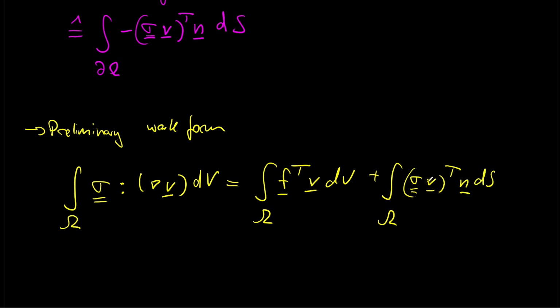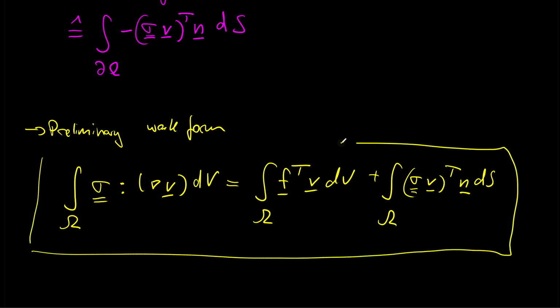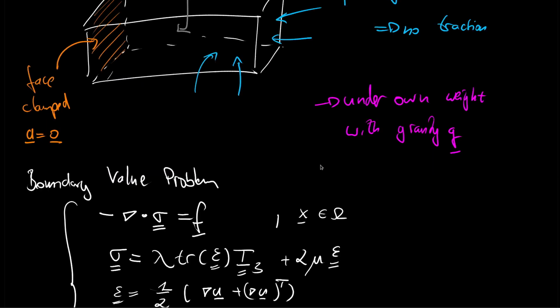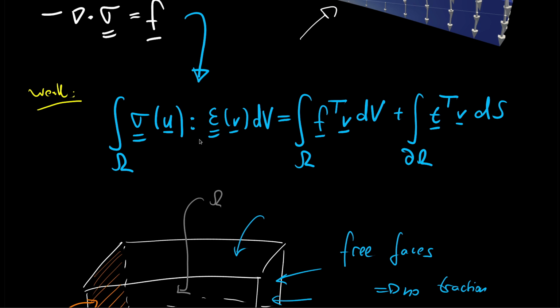And just to refresh that, since sigma times v gives us a vector, this is a valid inner product for a vector. And why did I call it preliminary? Well, if you now look at where we want to arrive at, in the beginning of the video I noted that down there it still looks a little bit different. So here we have an epsilon on v, on the test function. What does that mean? And on the right hand side we have t transpose.